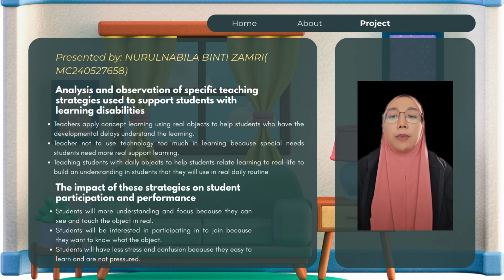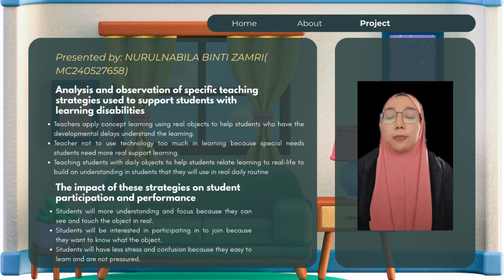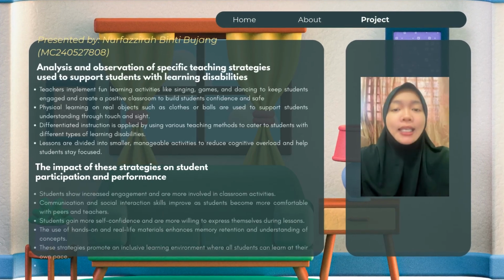Then the impact of the strategy on student participation and performance: the first is that the students will have more understanding and focus because they can see and touch the real object. The second point is the students will be interested in participating because they want to know what the object is. The last point is the students will have less stress and confusion because it is easy to learn and there is no pressure. That's all.